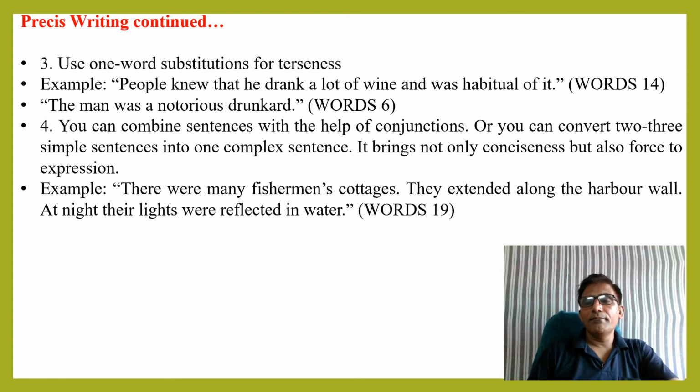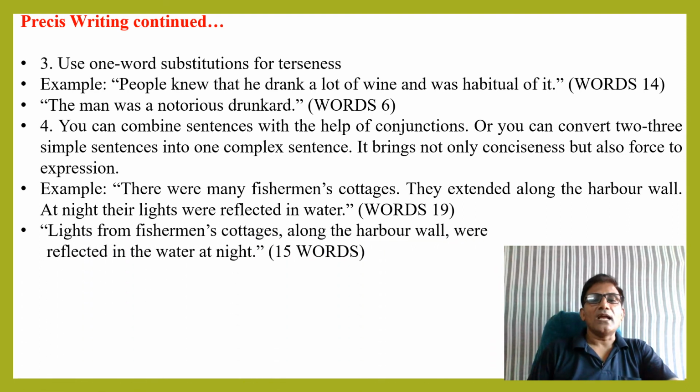If we combine them, then let's see what happens. Lights from fishermen's cottages, along the harbor wall, were reflected in the water at night. Look at this sentence. This is one sentence which I have composed out of the above 3 sentences. Now this one sentence is of 15 words. 4 words, number of words decreased is 4, and every information that was included in those 3 sentences has been incorporated in this one sentence.